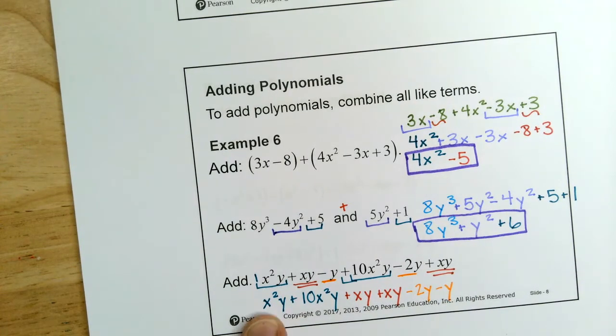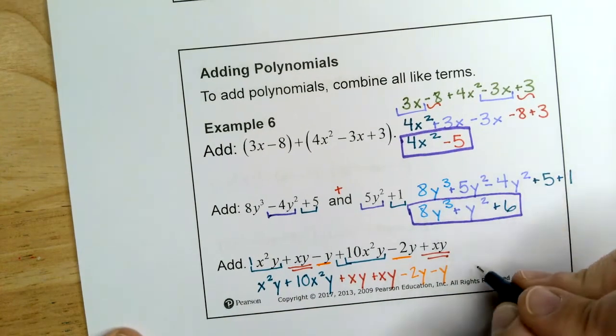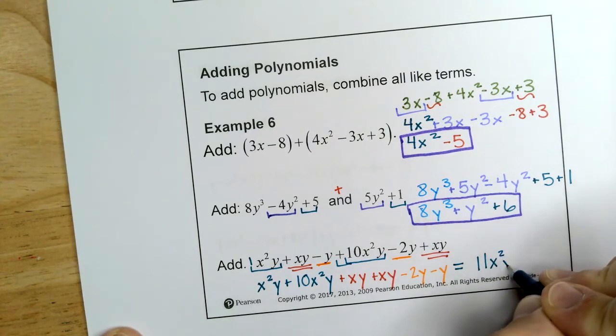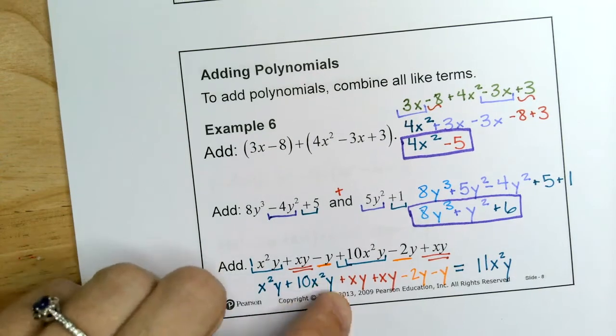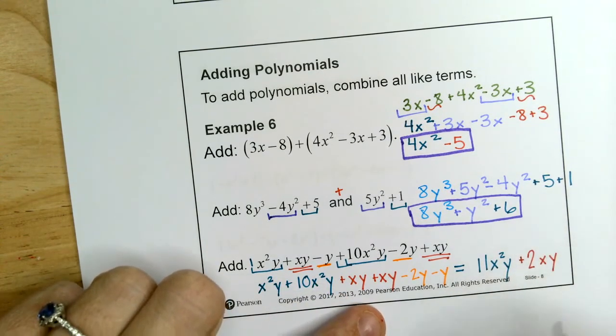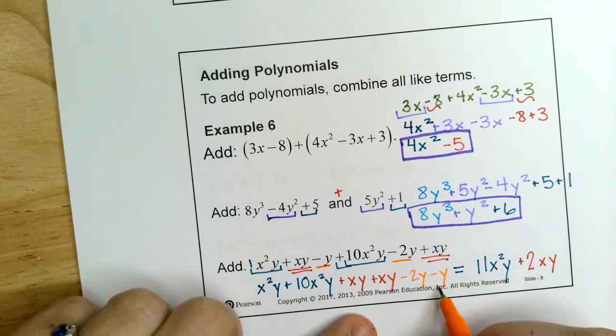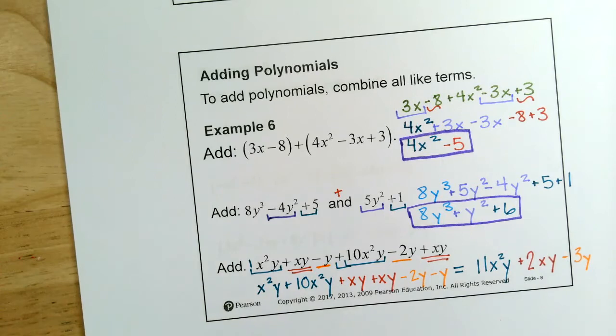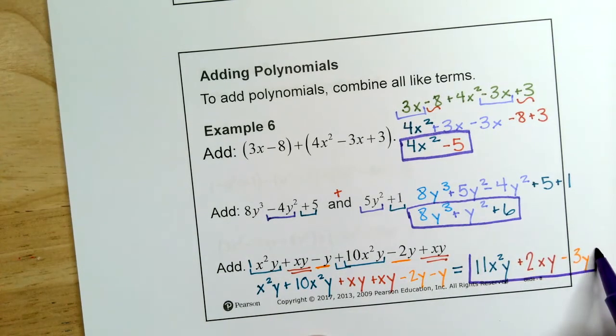So that's 1 plus 10, so that becomes 11x squared y. 1 and 1 become 2xy. Negative 2 minus another 1 is negative 3y. And that is as simple as we can make it. So that is adding polynomials.